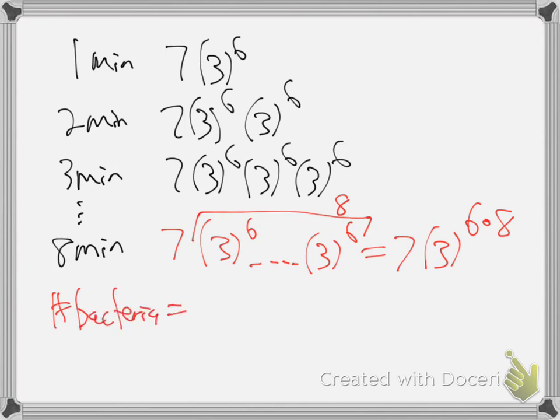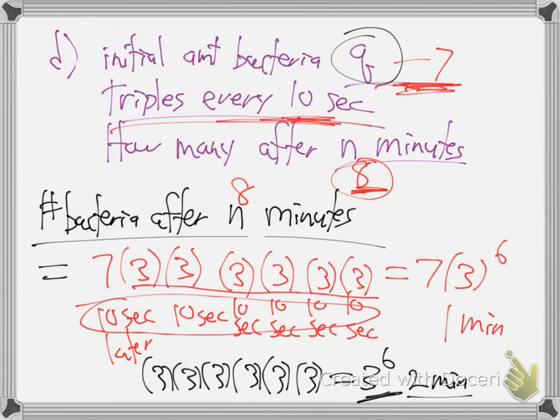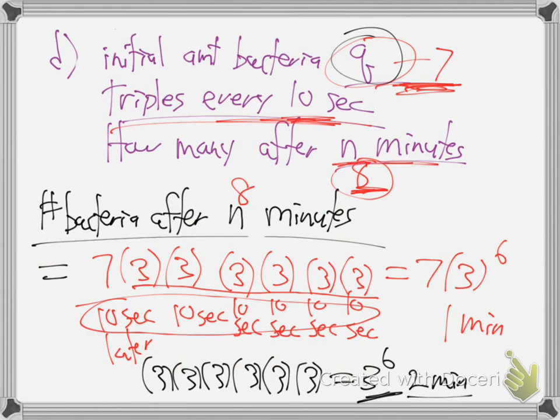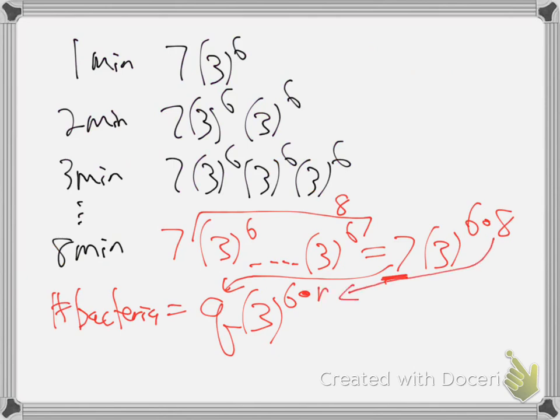So now let's go back. What was the 7? That was Q. And 3 was just the tripling. 6 was just for a minute. Times, and then what was the 8? The 8 was the number of minutes. That's our N. There's our formula: Q times 3 to the 6N power. See how I walked through that? Just thinking about what would happen there?